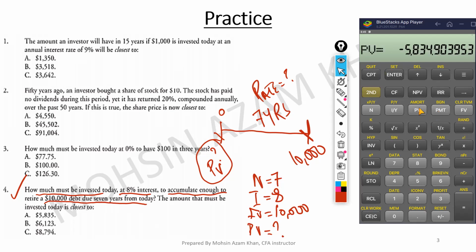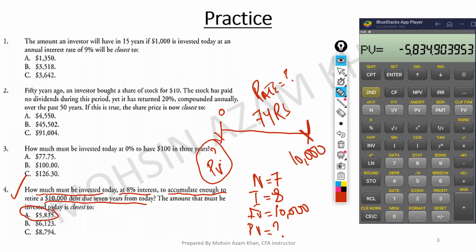It will always give you the answer negative. We'll ignore the negative sign because the calculator assumes one is outflow and one is inflow. So I have to invest today. I need to take money out of my pocket today to invest, which is 5,834. Rounding off is 5,835. So the answer would be A to this.